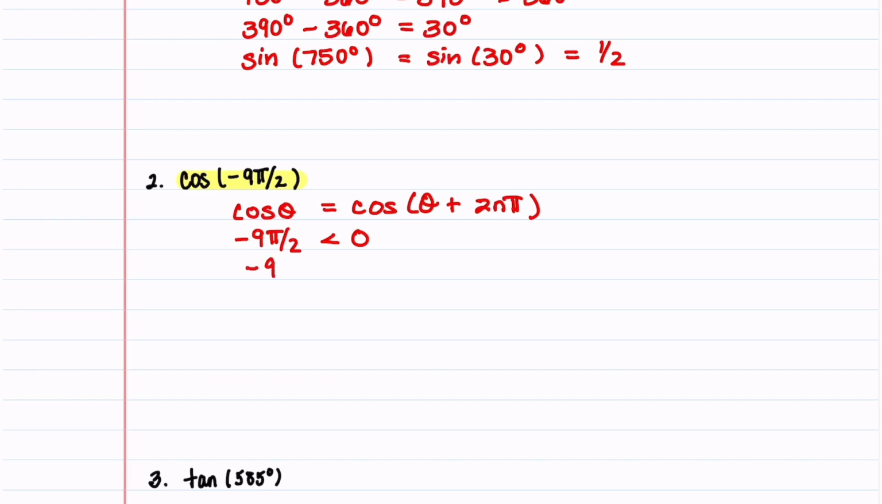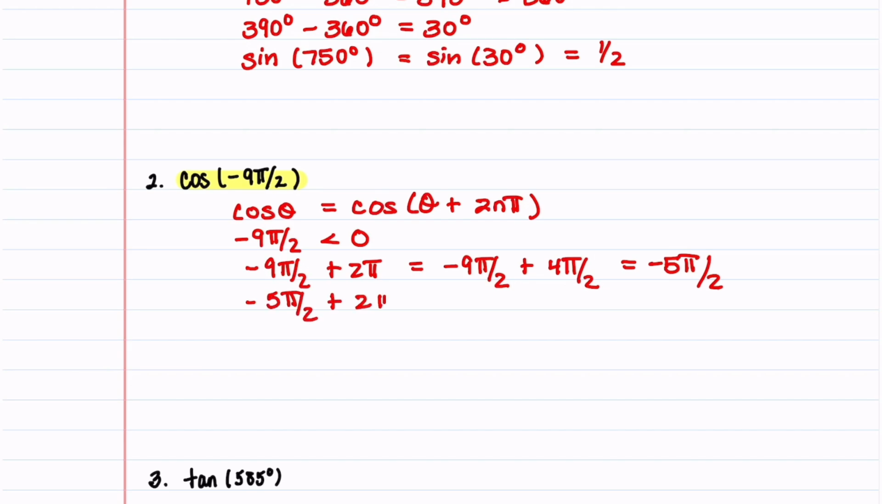We have minus 9 pi over 2, and we add 2 pi. That's equal to minus 9 pi over 2 plus 4 pi over 2 gives us a value of minus 5 pi over 2. That's still less than 0, so we'll do it again. Minus 5 pi over 2 plus 2 pi is minus 5 pi over 2 plus 4 pi over 2, which is equal to minus pi over 2.